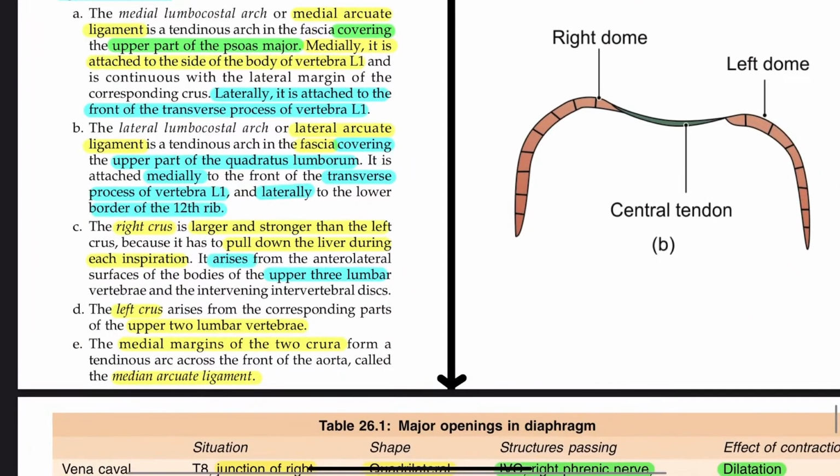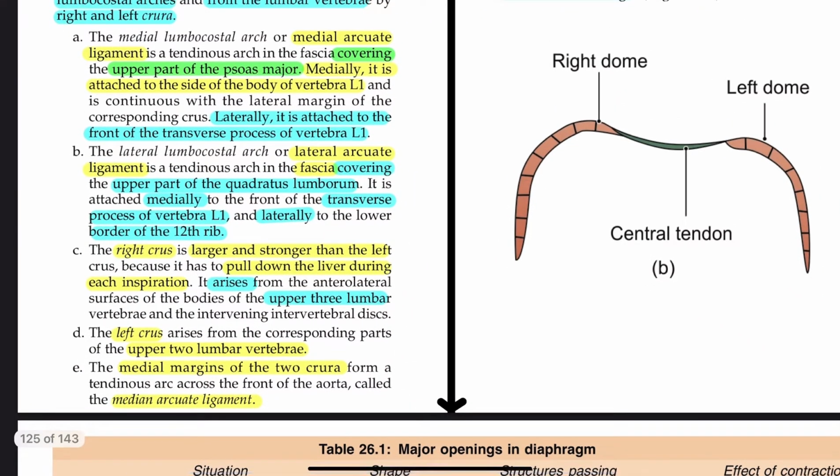Okay. Now lastly we have the two crura, the right crus and the left crus. The right crus is larger, longer and stronger than the left crus, and basically it pulls the liver downward during each inspiration. Why? To make space for the lungs to expand during inspiration. It arises from the upper three lumbar vertebral bodies, and as the left crus is shorter, it arises from the upper two lumbar vertebral bodies.